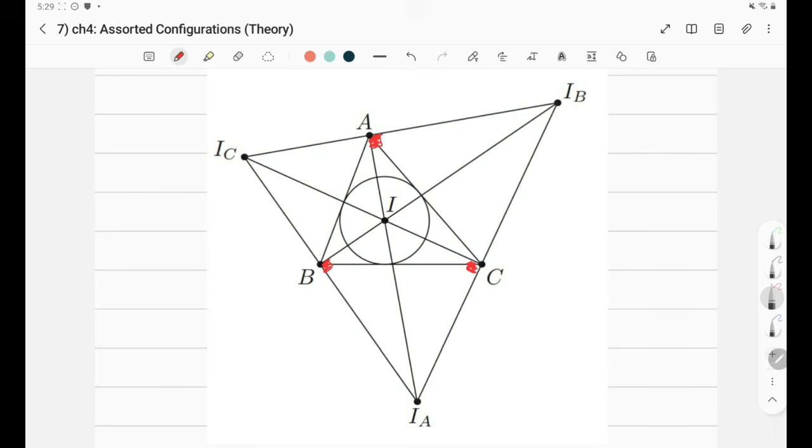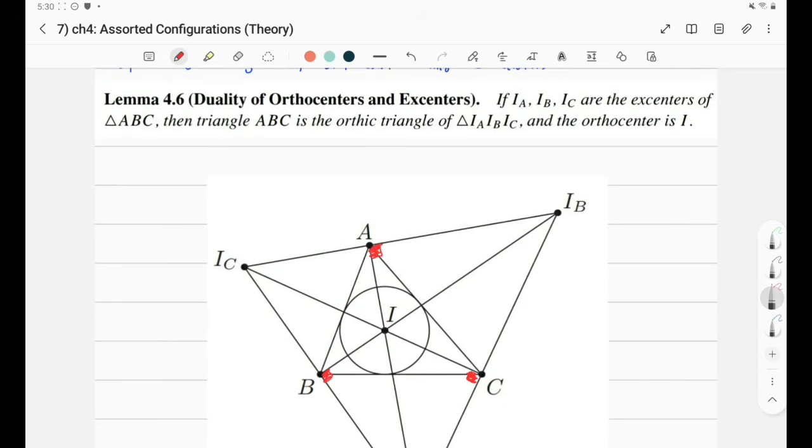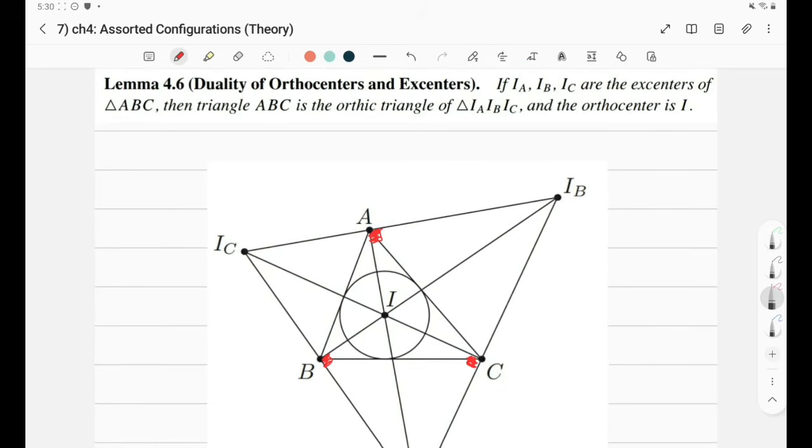And this actually means that, what does the triangle ABC represent for the big triangle IA, IB, IC? It's the orthic triangle, right? And what does I represent for the big triangle IA, IB, IC? It is the orthocenter, right? Exactly. And hence we have this nice duality between the orthocenters and excenters. So we have this nice duality.